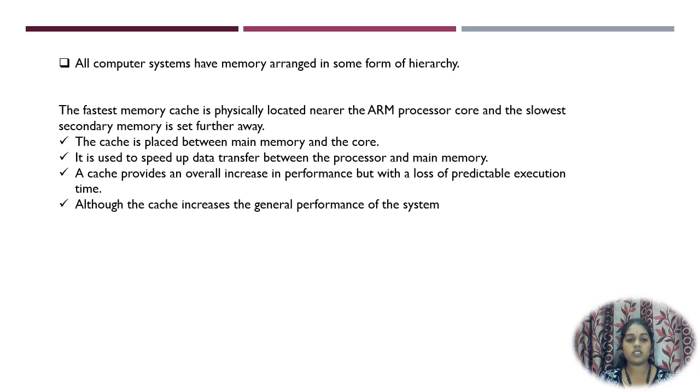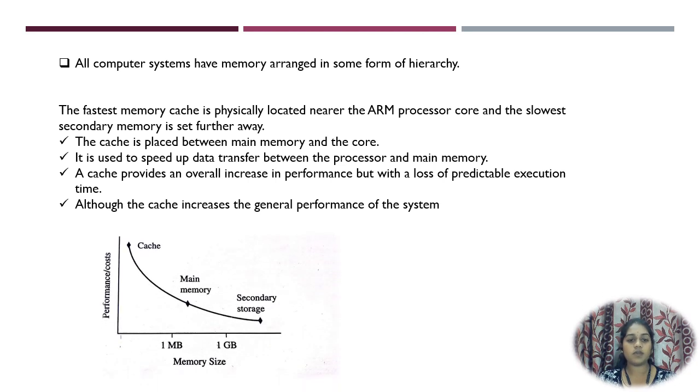All computer systems have memory arranged in some form of hierarchy. The fastest memory, the cache, is physically located near the ARM processor core, and the slowest memory, the secondary memory, is set further away. The cache is placed between the main memory and the core. It is used to speed up the data transfer between the processor and the main memory. Though the cache provides an overall increase in performance, there is a loss of execution time predictability.